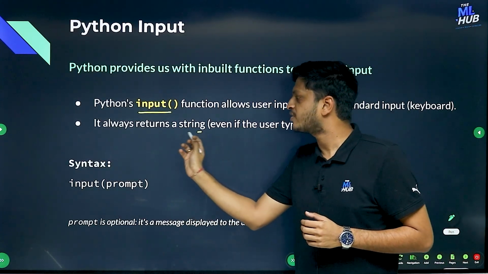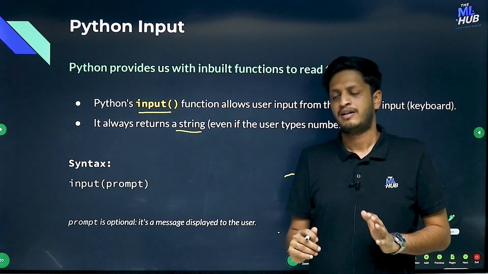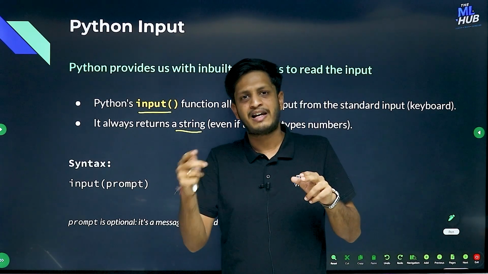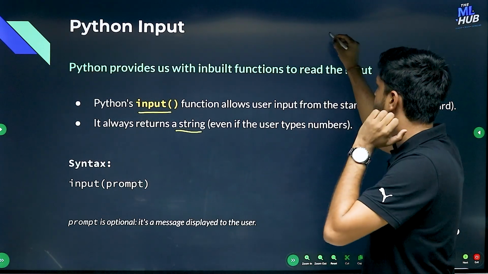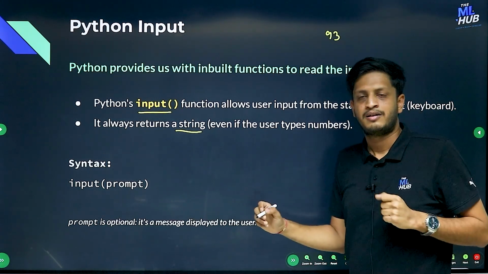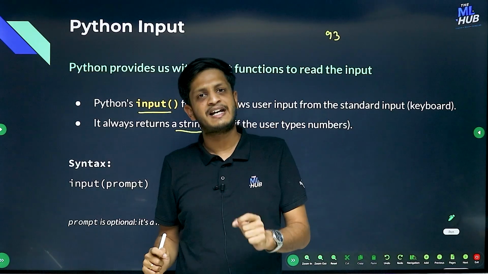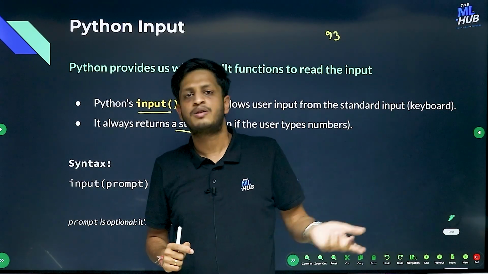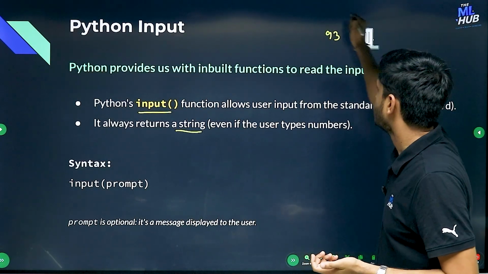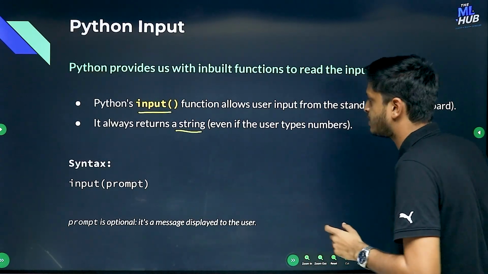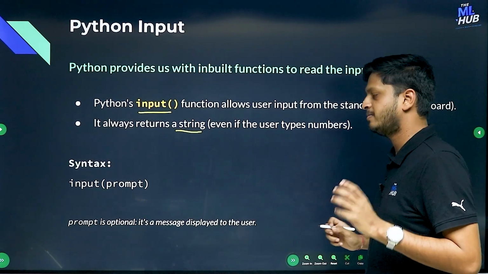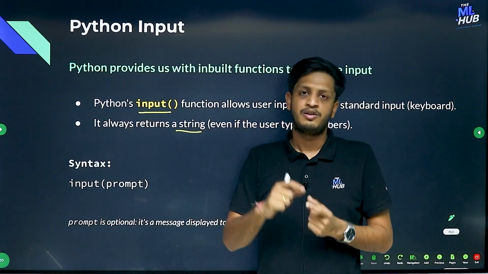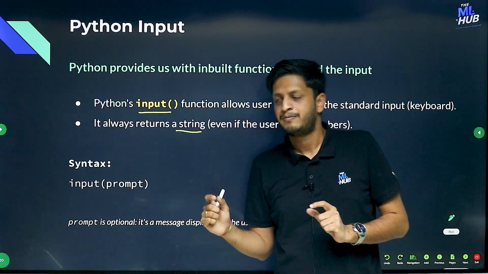It always returns a string. It always accepts a string only. It doesn't matter if you are writing an integer or a string or whatever. You don't have to format it while entering. For example, if I enter 93 as an input, the Python program by default, the input function, will take it as a string only, string 93. Now if you want to take it as an integer, you have to convert it to an integer. Okay. So it always returns a string. Even if the user types numbers, it will return a string. If you want to convert it into a floating point number or integer or complex number, you have to do the conversion in the program. Okay.